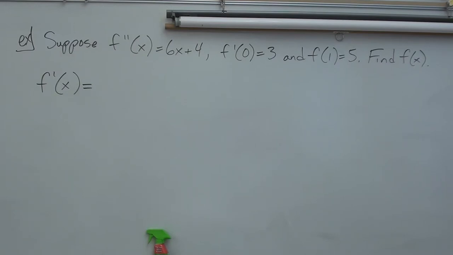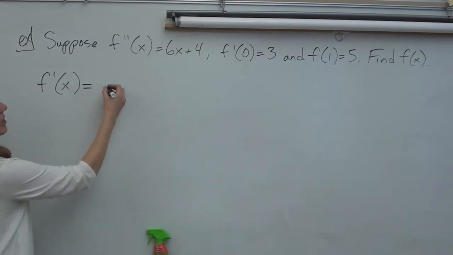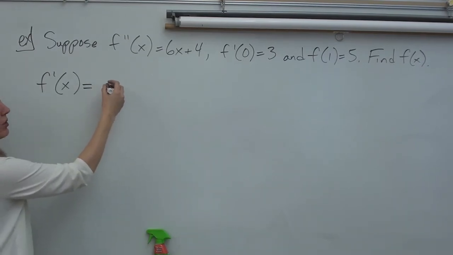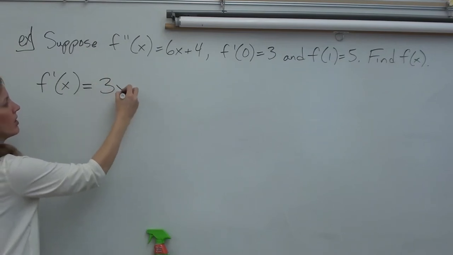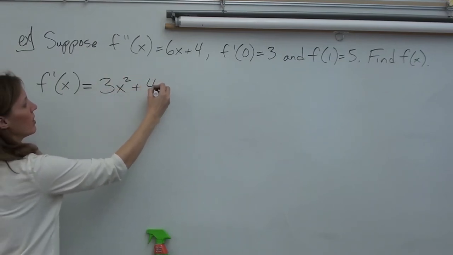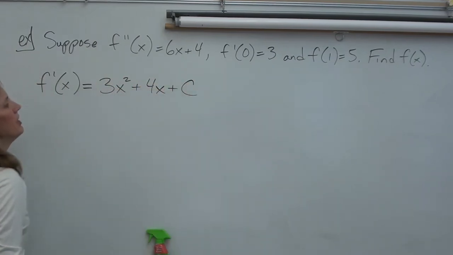All right, now, once you get f prime, what is f prime? 6 over 2. What is 6 over 2? Oh, 3. Plus c. So, is there any information that we can use to solve for c? Yeah, f prime of 0 equals 3. Go ahead and plug in the 0 and set it equal to 3 and see what you get for c.